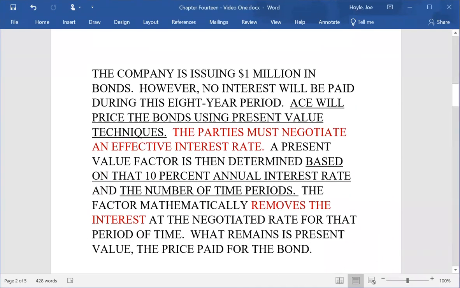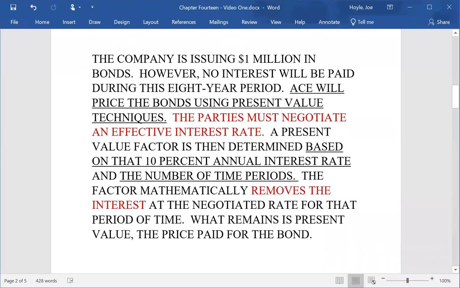Here's the facts as we know them. The bond is $1 million worth of bonds. That's 1,000 bonds at a face value of $1,000 a piece. There's no interest being paid. It's an 8-year bond. It will come due in 8 years. And they will use present value techniques to determine the price. They will take the cash flows. They will mathematically remove the interest. What you have left is the amount that you should pay for the bond.